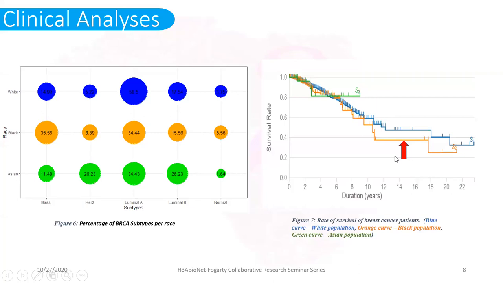And this was in accordance with the Kaplan-Meier survival curve, which is shown in this figure here. So the African American group, we see, has the least survival rates. And this could be attributed to the prevalence of the basal-like subtype, which we know is the most aggressive.